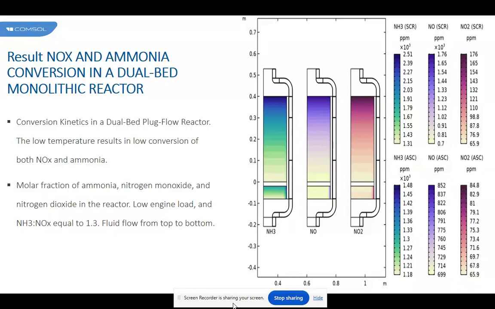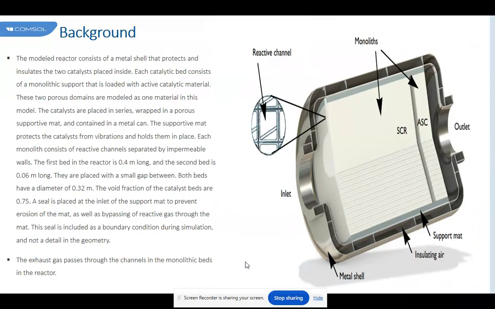Model geometry. The model reactor consists of a model shell that protects and insulates the two catalysts placed inside. Each catalyst bed consists of a monolith support that is loaded with active catalytic material. These two porous domains are modeled as one material.